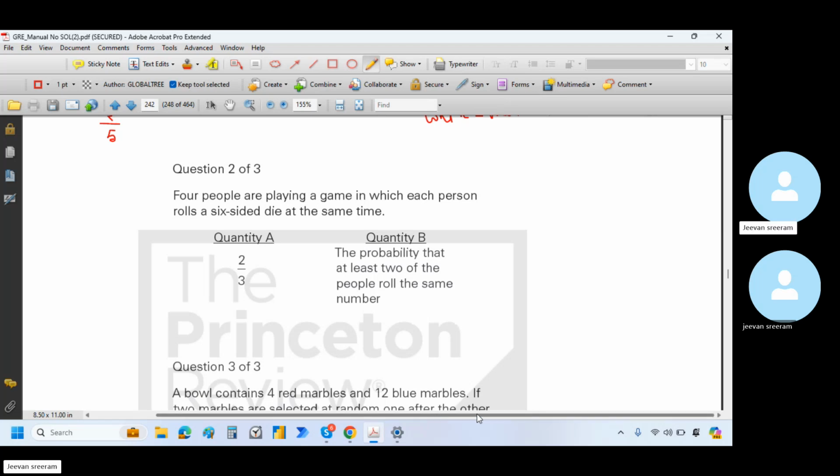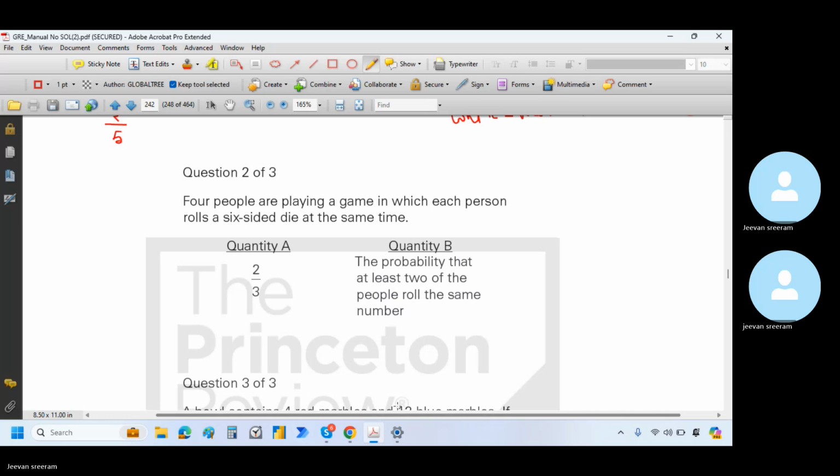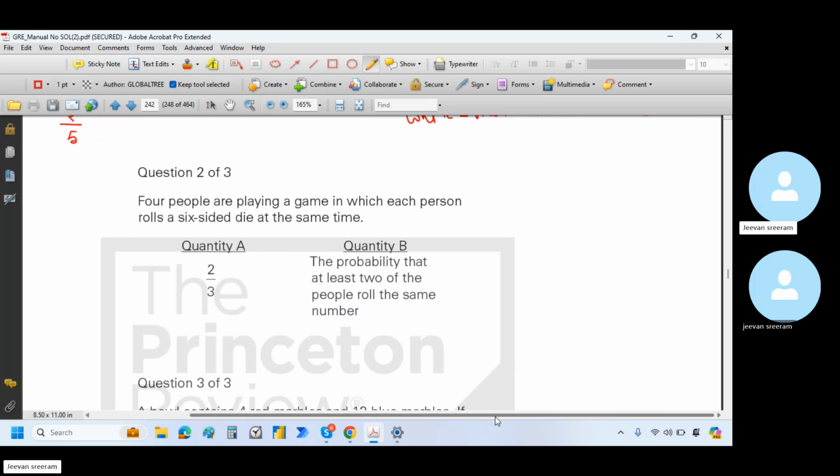Next, four people are playing a game in which each person rolls a six-sided die at the same time. Okay, it's not a card game. Quantity A is 2 by 3. It's a quantitative comparison kind of question: A, B, C, D.